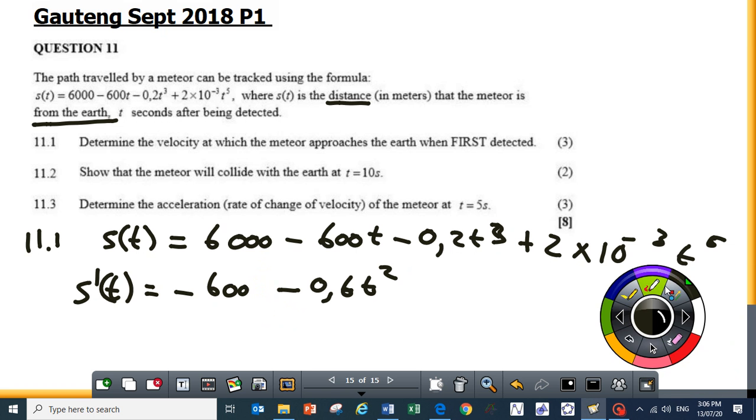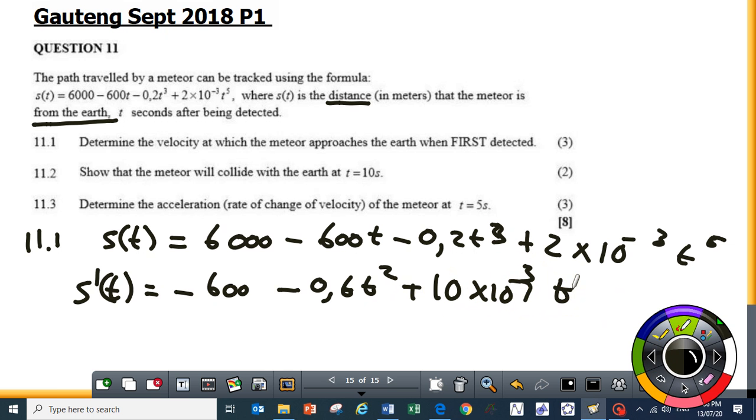Yes. And then here, we need to multiply this 5 by 2 times 10 to the power of minus 3. What do you get? You get 10 to the power of minus 3, right? t to the power of 4.